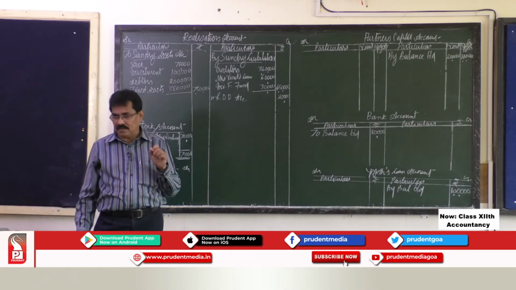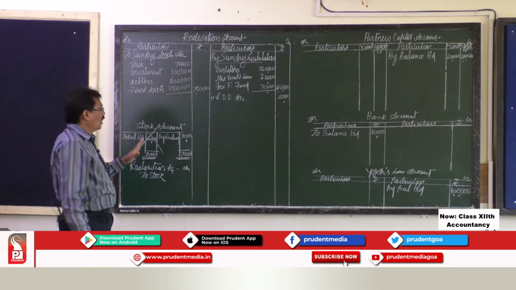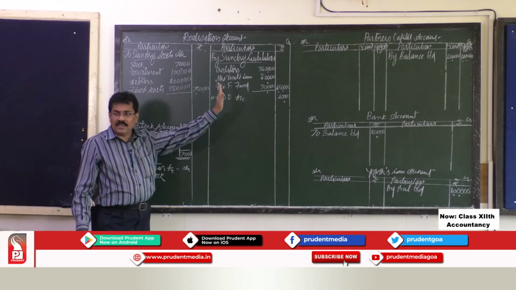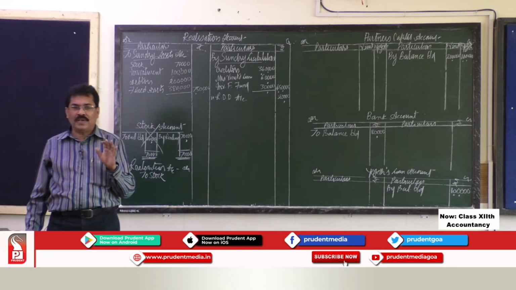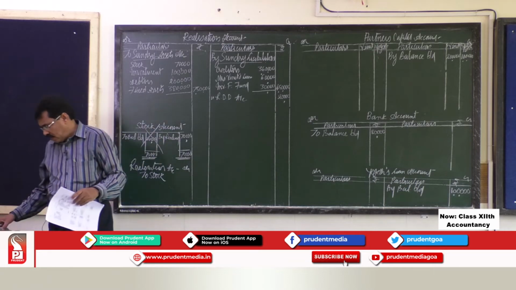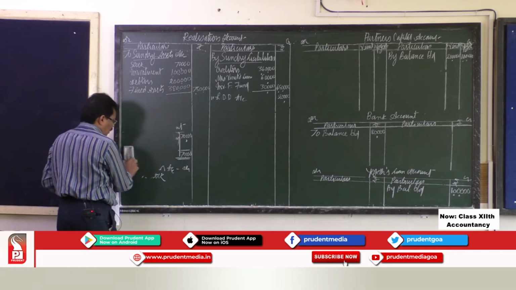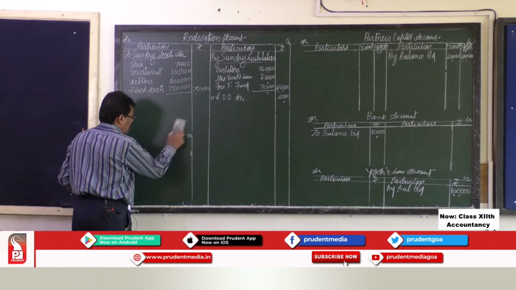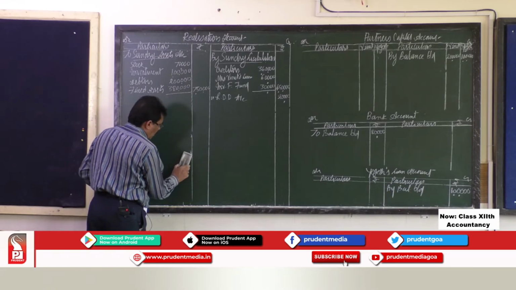One very important thing which you have to keep in mind is, whatever items are given in the balance sheet, they have only one effect. One effect means they appear at only one place. So, we have transferred all the items from the balance sheet. Now, let us go to the adjustments.